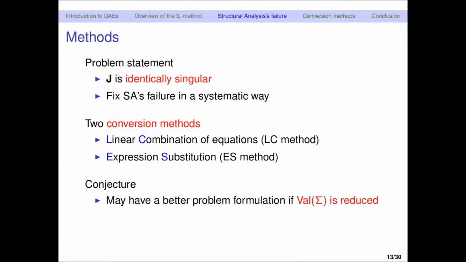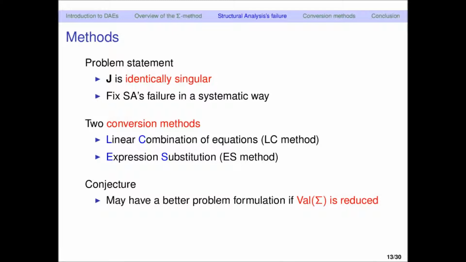So the problem statement is like this. If someone gives me a system, we apply the structural analysis. However, it generates an identically singular Jacobian. So what should we do? We want to fix this failure not by just observing these equations and looking at the whole equations one by one. We don't want to do that. We want to figure it out in a systematic way.